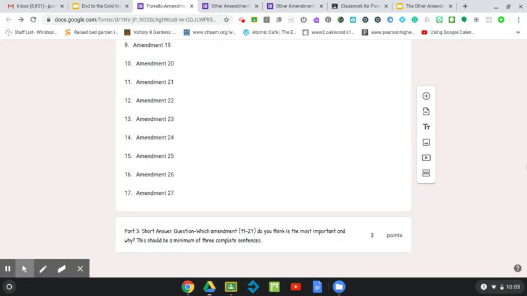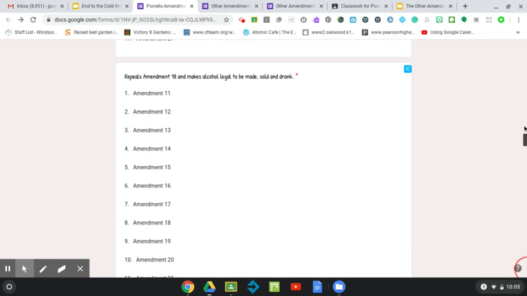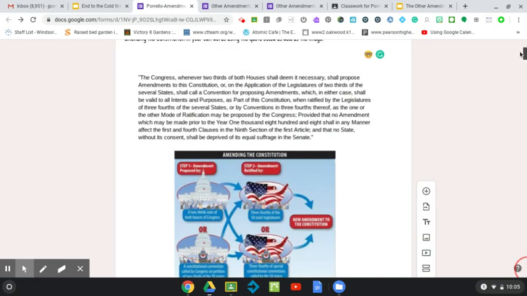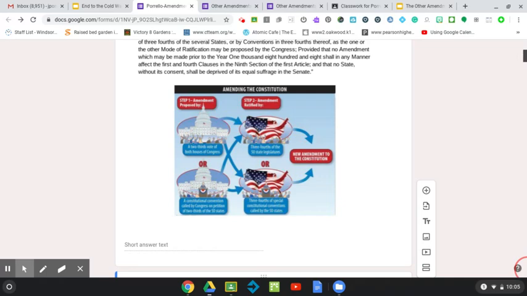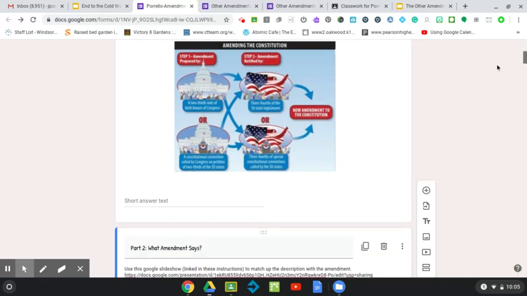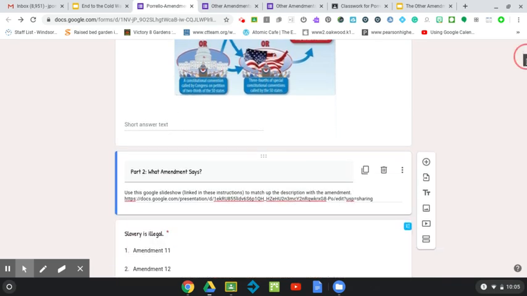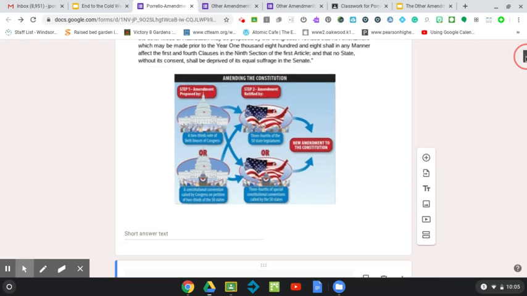And then that's it. Once you're done, you turn it in. This will self-grade for you. The only thing is the written response questions are probably going to be marked wrong no matter what you write, because this computer program on Google Forms doesn't recognize what a right or wrong answer is. So don't freak out about that. I'll take a look at your answers and you'll get the credit.